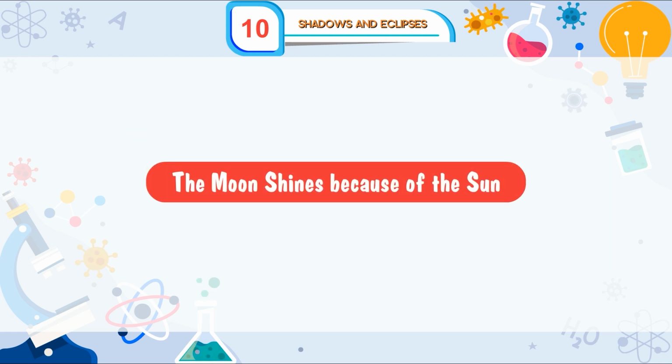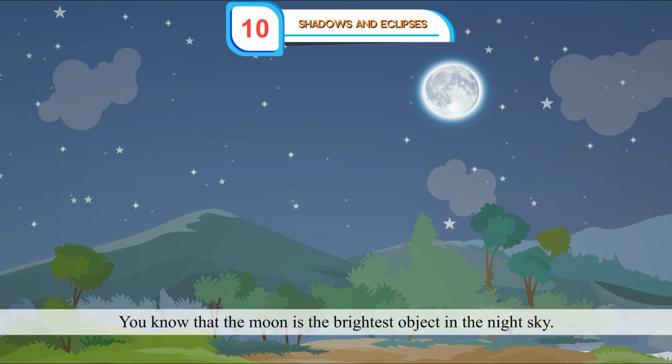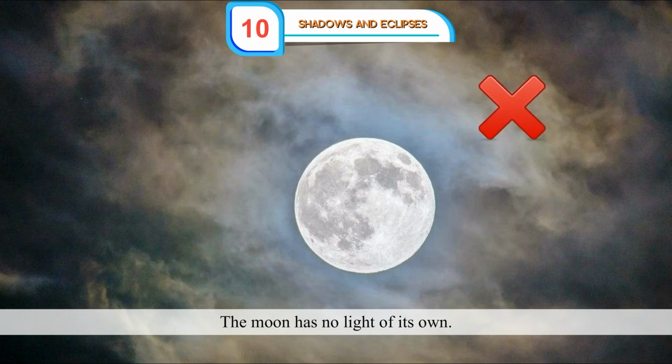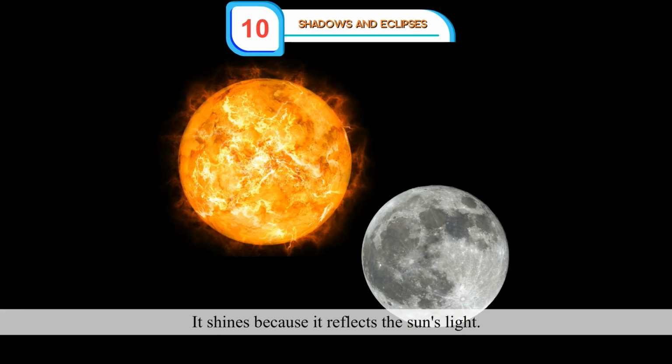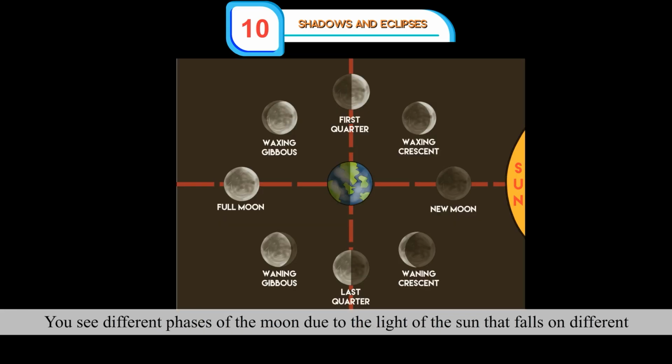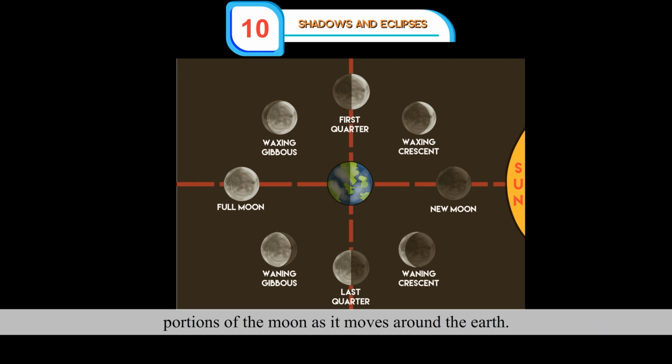The moon shines because of the sun. You know that the moon is the brightest object in the night sky. The moon has no light of its own. It shines because it reflects the sun's light. You see different phases of the moon due to the light of the sun that falls on different portions of the moon as it moves around the earth.